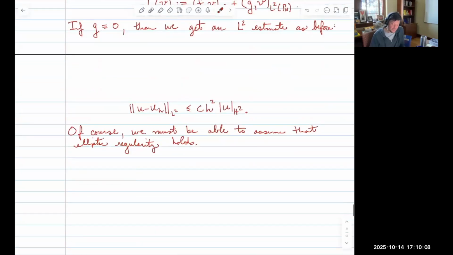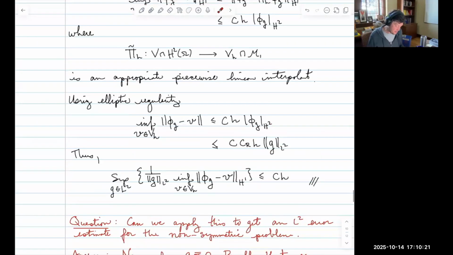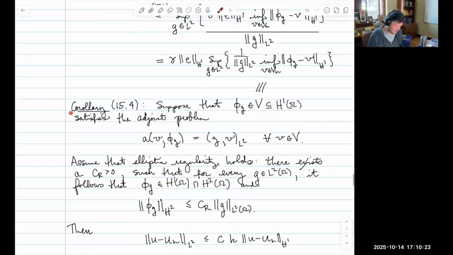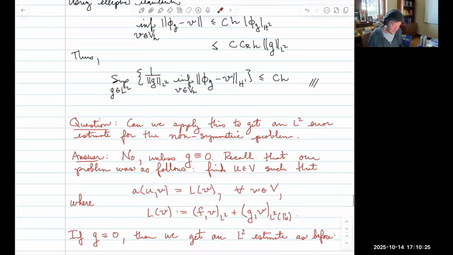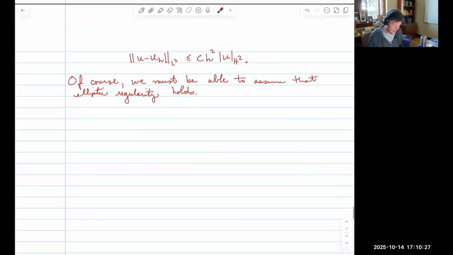We can put these two things together. We start off with the estimate that we get from Say's lemma, and we can use the corollary to the Aubin-Nitsche lemma, this corollary here, 15.4. We can combine those two things together, and we can get an L2 error estimate, even for our non-symmetric problem.